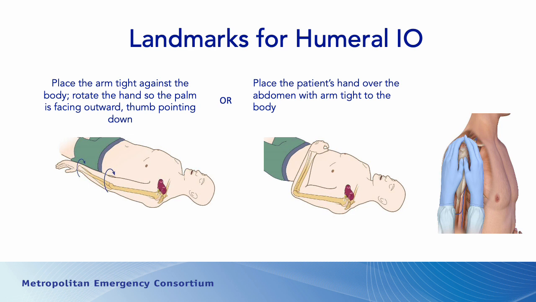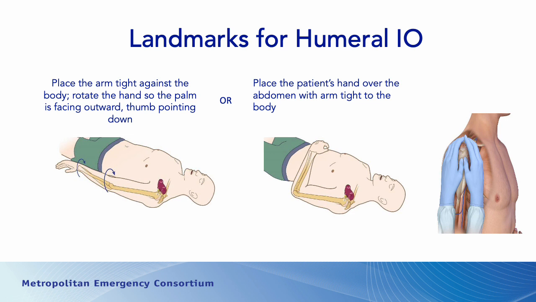You need to rotate it in such a way that the tubercle, the biggest part of what you want to feel, is readily present with your thumb. So you can either extend the arm straight and then rotate it so that the thumb is facing down, or you can take the patient's forearm and hand and place it on their abdomen.